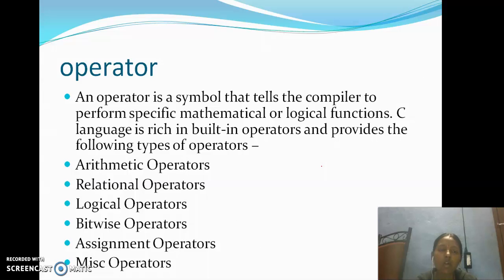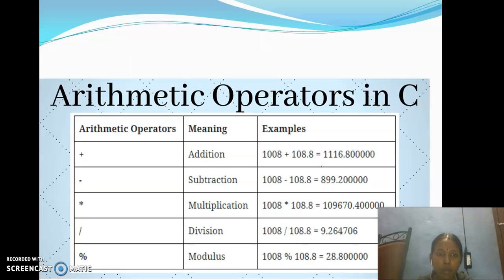That means an operator is a symbol. It may be plus, minus, greater than, less than, and so on. We have different types of operators in C. Those are arithmetical operators, relational operators, logical operators, bitwise operators, assignment operators, and miscellaneous operators. Now one by one we'll see. First we discuss the arithmetical operators.